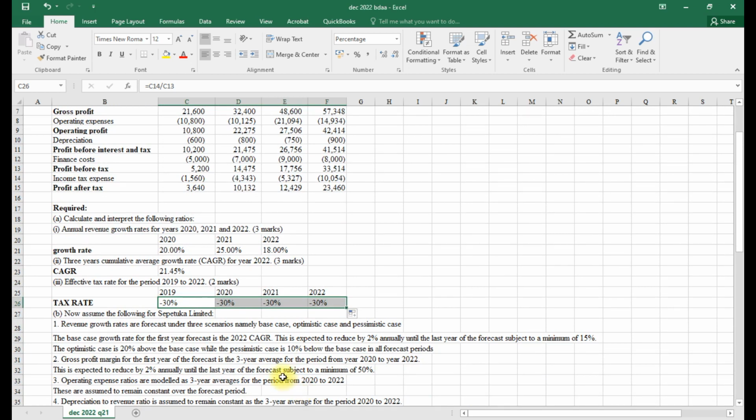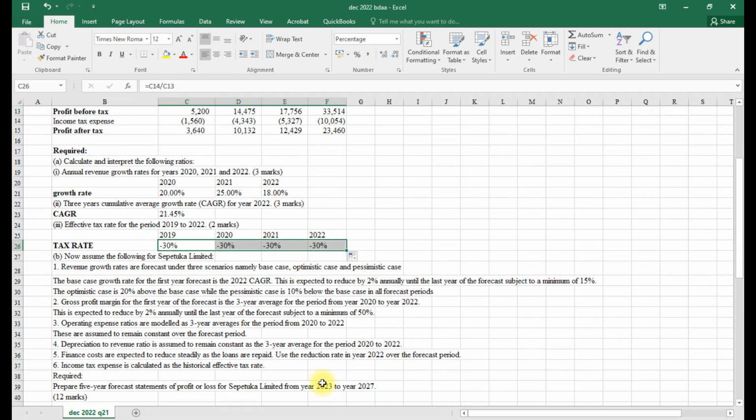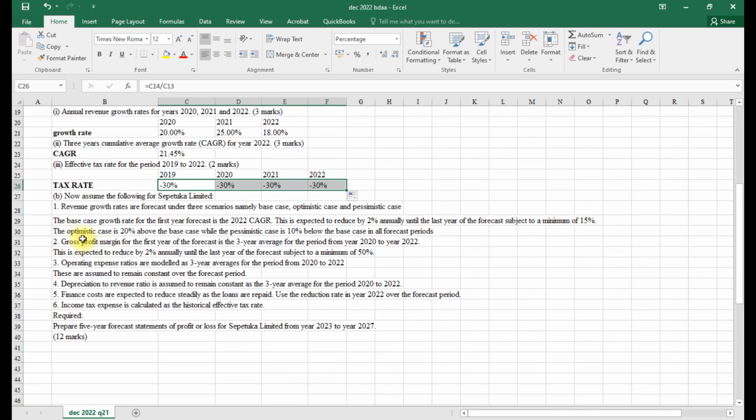So that was the first part. For Roman 1, the growth rate for the 3 years, Roman 2, the CAGR, cumulative average growth rate, and Roman 3, the effective tax rate for the period. That was part A. Now go to part B of the question. Now assume the following for Sepetuka Limited.